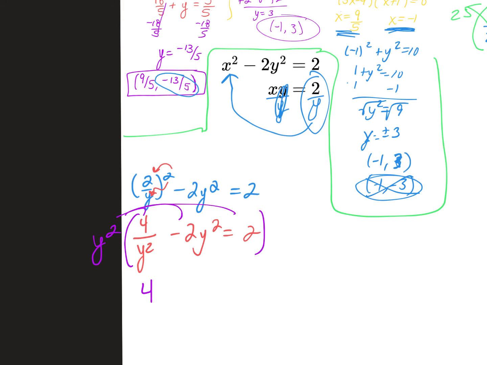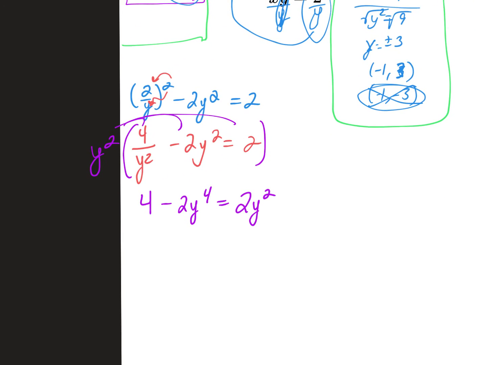y squared times y squared gives me 2y to the 4th, and then y squared times 2 gives me 2y squared. So I see I have some sort of a quadratic. Got to move everything to one side. So I'm going to rewrite this as negative 2y to the fourth. When I move this y squared over, it becomes minus 2y squared plus 4 equals 0.